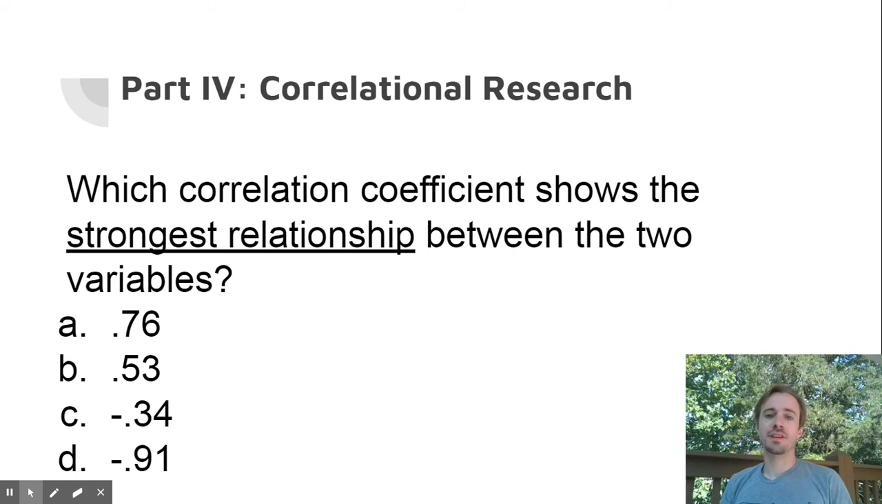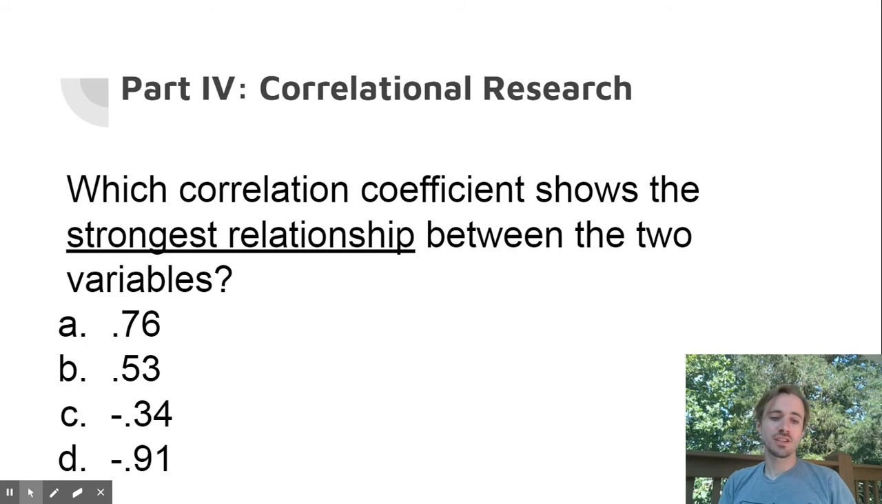Take a minute, think to yourself, which of these is going to be the strongest relationship? Okay, go back, watch the video again, look at your notes. Which one of these is going to be the strongest relationship? If we've got a correlation coefficient of A, B, C, or D here, which one would be the strongest?